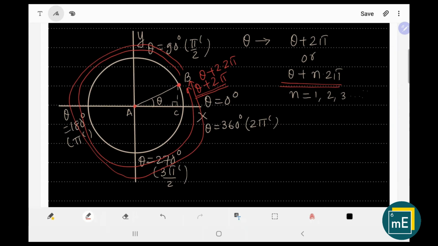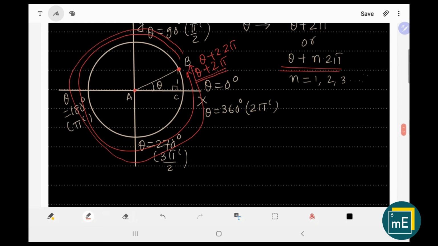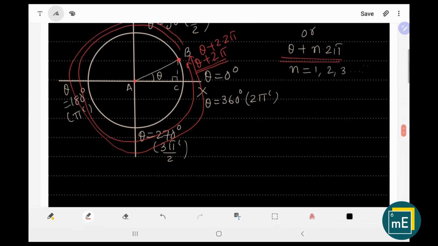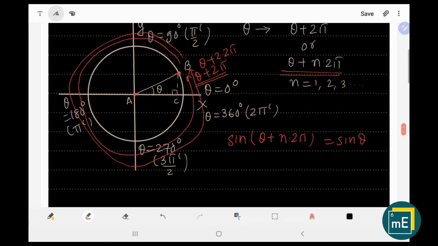Now in this new position, it can be observed that the x and y coordinates of point B remain unchanged as B comes back to its original position. That means we can say that for angle theta equals theta plus n times 2 pi, sine of theta plus n times 2 pi is equal to sine theta, since the coordinates of B are remaining unchanged.